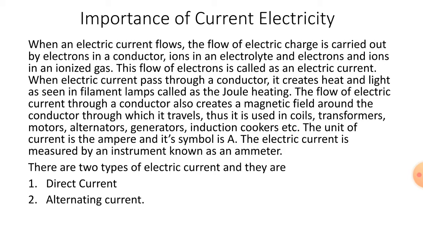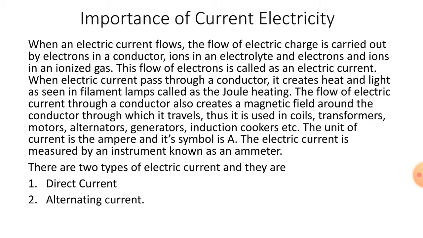When electric current passes through a conductor, it creates heat and light, as seen in filament lamps, called Joule heating. The flow of electric current through a conductor also creates a magnetic field around the conductor through which it travels. Thus, it's used in coils, transformers, motors, alternators, generators, induction cookers, etc. The unit of current is the ampere and its symbol is capital A. The electric current is measured by an instrument known as an ammeter.